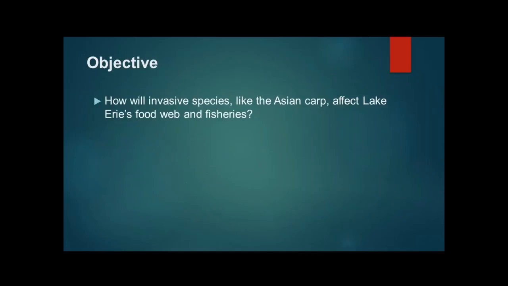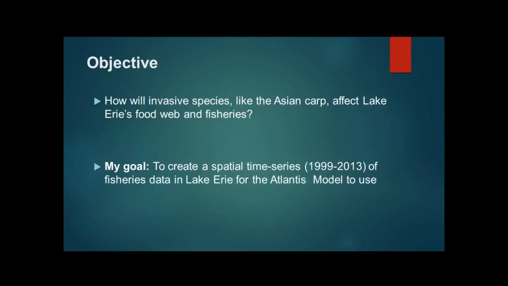Okay, back to the summer. So a question that everyone has is, how will invasive species like the Asian carp affect Lake Erie's food webs and fisheries? It's a great question, but I think that in order to really think about how the future might look like, it's really important for us to understand how the present and the near past looks like. So with that in mind, my goal was to create a detailed spatial time series from 1999 to 2013 of fisheries data in Lake Erie for the Atlantis model to use, and really just for future use.